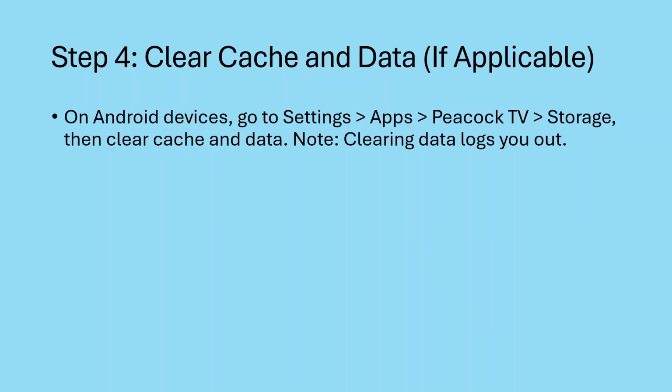Step 4. Clear cache and data if applicable. On Android devices, go to Settings, then Apps, then Peacock TV and Storage. Then clear cache and data. Note, clearing data logs you out, so you will have to log in again.